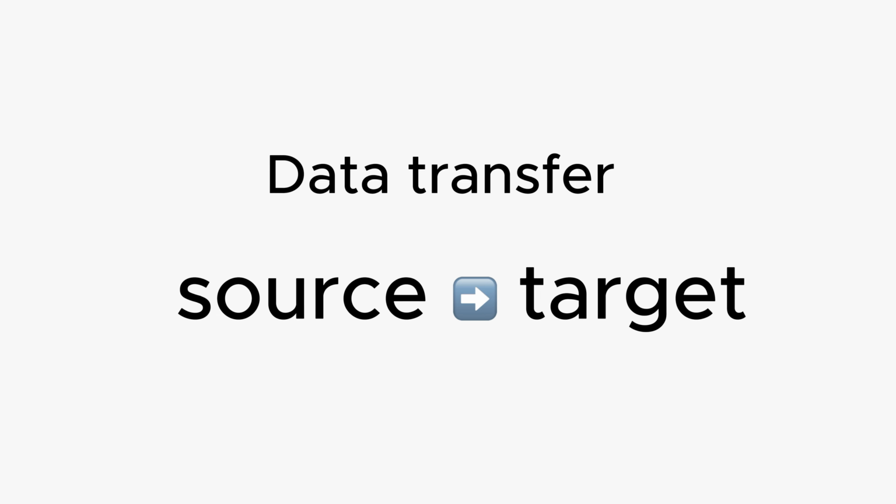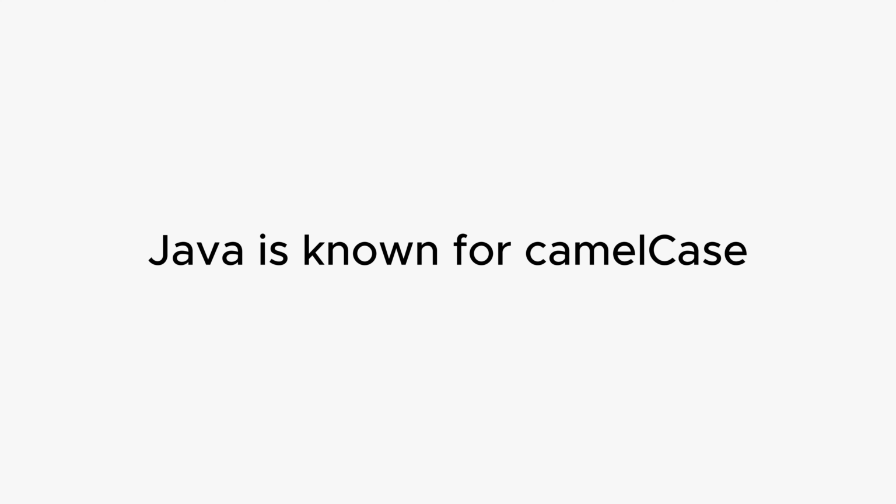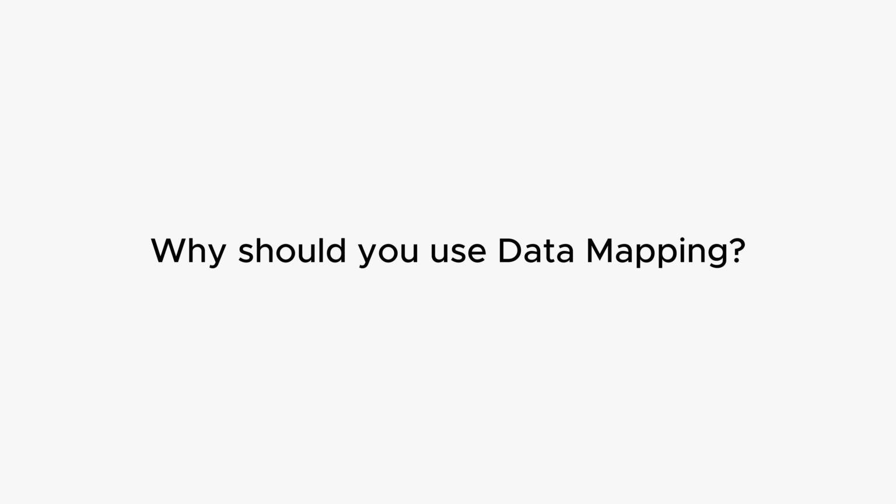For example, if you are sending requests from a JavaScript front-end app to a Java Spring Boot backend application, the data coming from the front-end might not be in the form that the backend is expecting. Java uses camel case in naming fields and variables, while JavaScript mainly uses snake case. Data mapping can be done manually or fully automatically using different tools, depending on the complexity and the volume of the data. Now, why should you use data mapping?